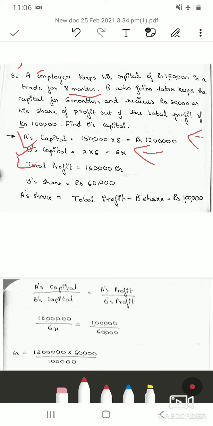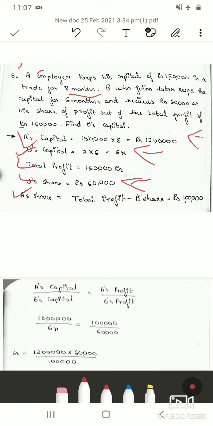And then they have given the total profit, which is 1,60,000 rupees. In that they have given B's share, which is 60,000 rupees. When B's profit share is given, we can easily find A's share of the profit, which is total profit minus B's share of profit. That is 1,60,000 minus 60,000, which is 1 lakh rupees.